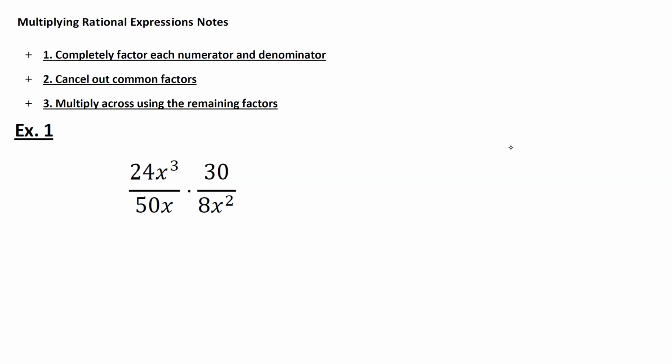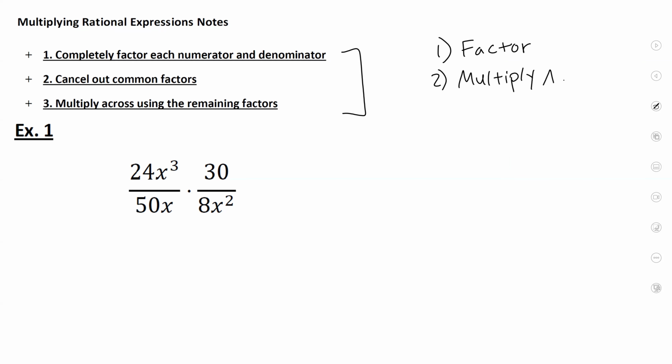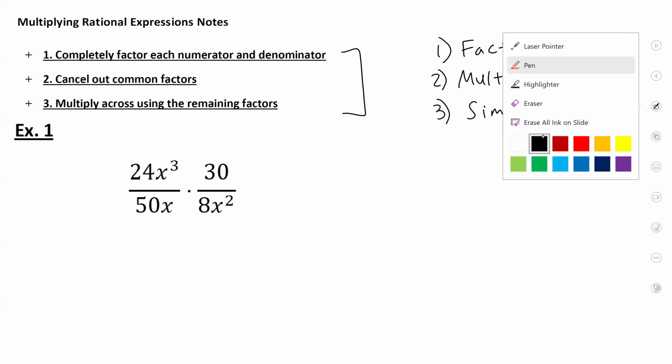Today, when we're multiplying these rationals, these are the steps. I'm going to do different steps from this. Your first step is to always factor if you can. Step 2, multiply across. Last step, simplify. These are my steps for you. Let's try it with an example.